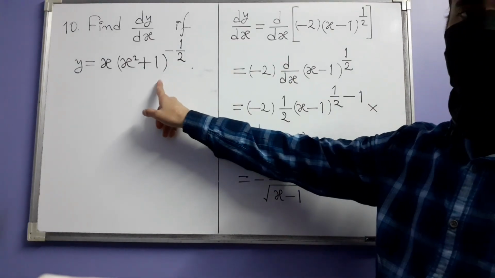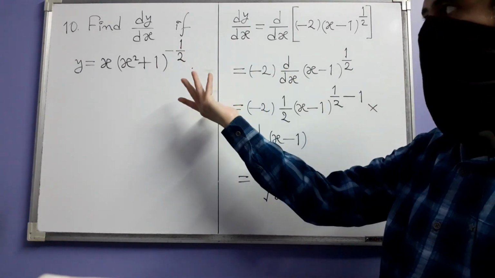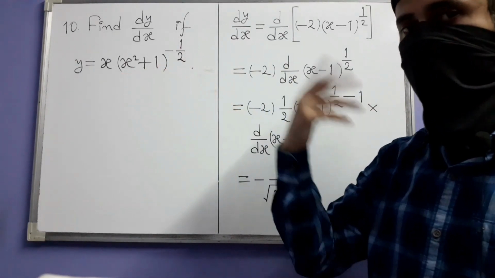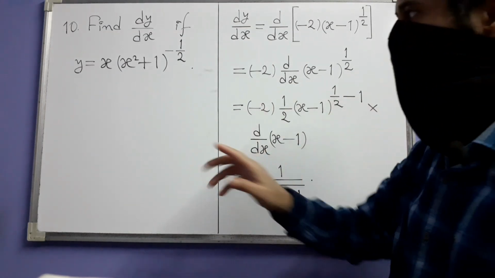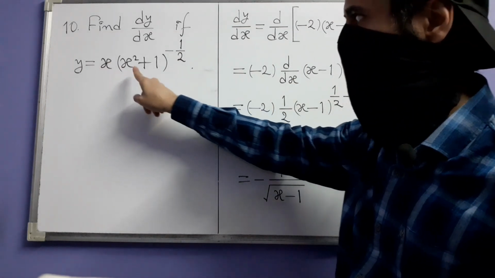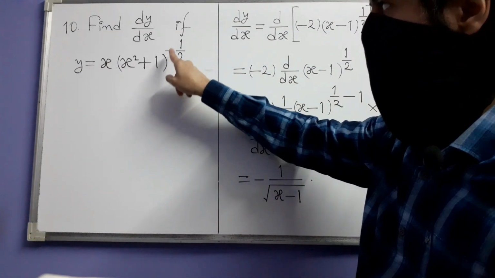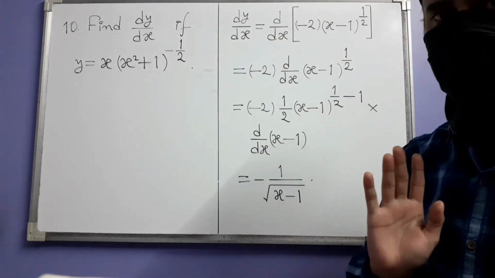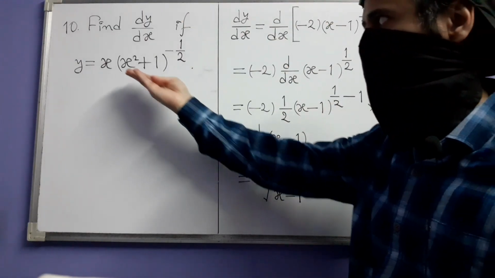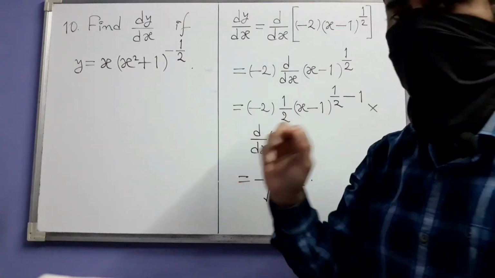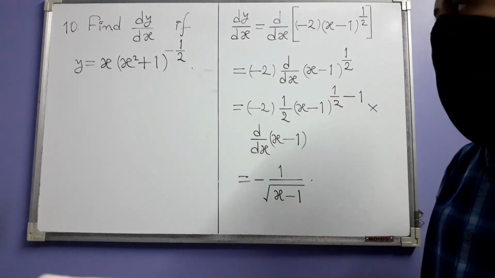Next we have number 10. Here also you have to find dy dx, but it is even more complicated than the previous one. y equals x times x square plus 1 to the power minus 1 divided by 2. Or in other words, this is x divided by square root of x square plus 1.